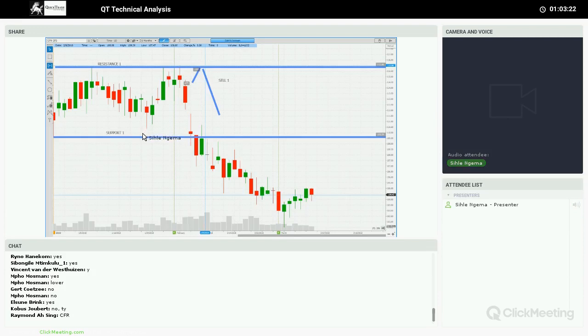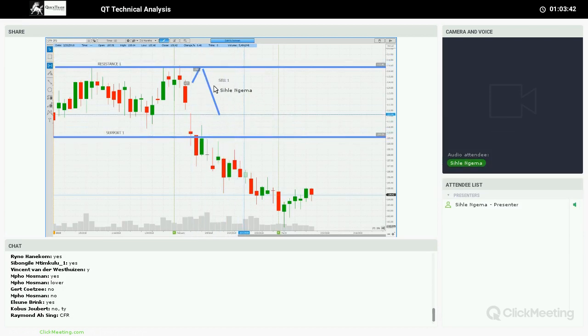Support 1 is supposed to be my target, my TP, and my stop loss is supposed to be above resistance 1. It can be a couple of rands above resistance 1 right there. When you get a risk and reward ratio of 1:2, then that will be your trade.